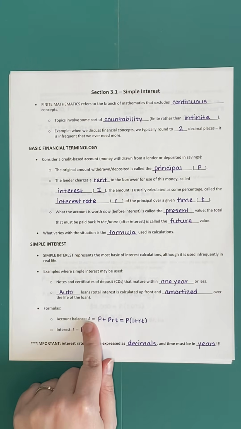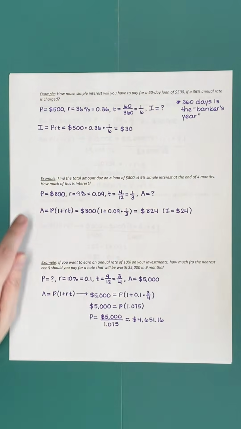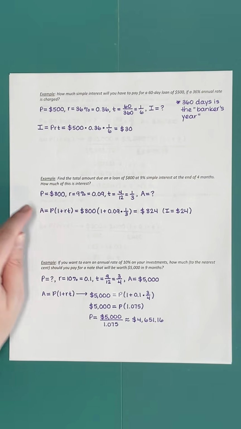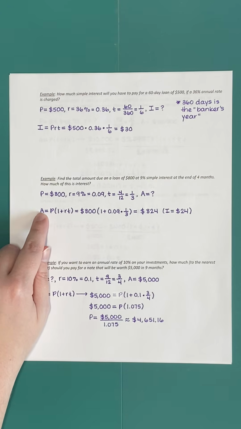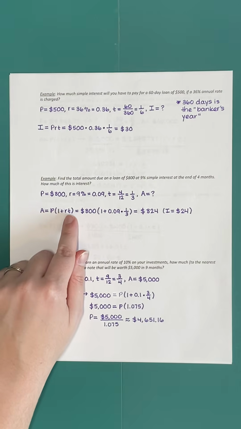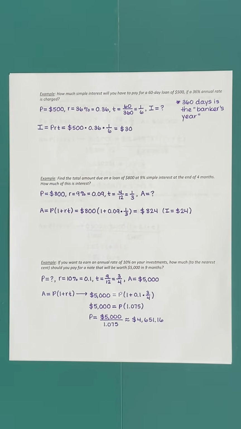So because I'm looking for the amount due, this is going to be the formula I'm going to use. And again, I'm going to write the formula down. That way I know exactly where I'm starting and I know exactly what other variables I need to identify. So A is going to be our unknown, which means that we need to determine values for P, for R, and for T. Okay, so P is going to be the amount that we start with in the account.